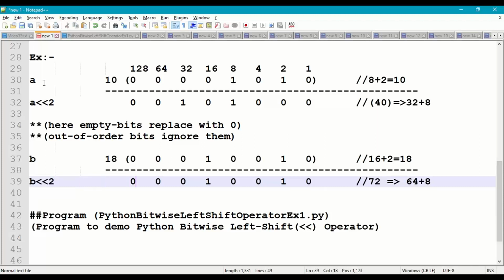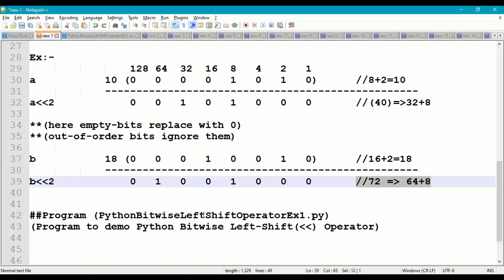Let us shift this 2 times to the left side: 1, 2. The bits which are left empty on the right side, replace them with 0, so 0 and 0. And the bits which are moving out on the left side, ignore them. So this is the corresponding 8-bit value: 01001000. Let us add the values wherever there is 1: 64 plus 8, the answer should be 72.